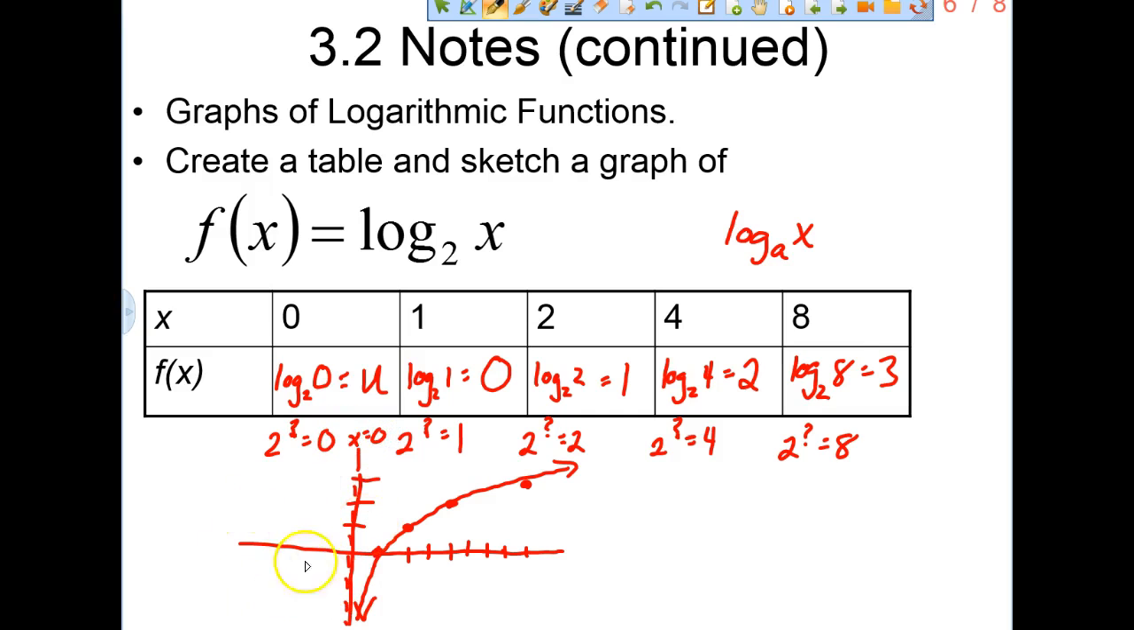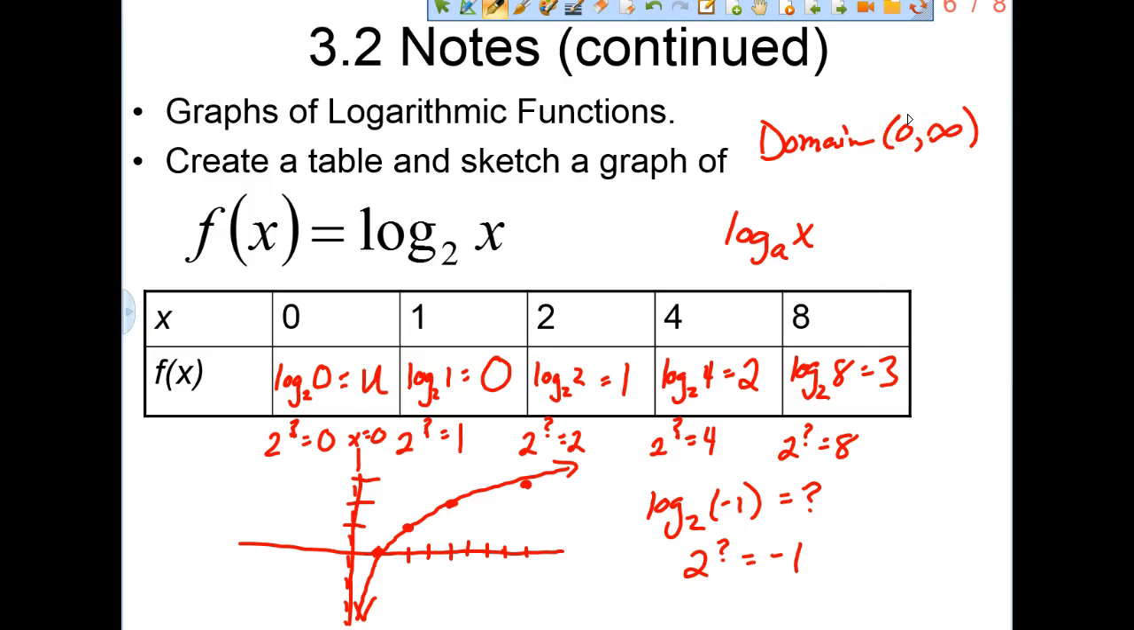Now, what about negative values? I didn't plug any negative values in, so let's do something on the side. What about the log base 2 of, how about negative 1? That would mean 2 to what power is negative 1? Well, 2 to no power could give us a negative or even a 0, right? So this function is undefined for negative values, including 0. So write yourself a note: the domain of a logarithmic function is from 0 to infinity, not including 0.